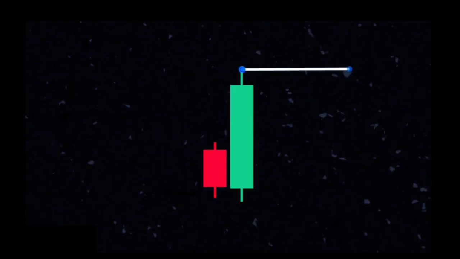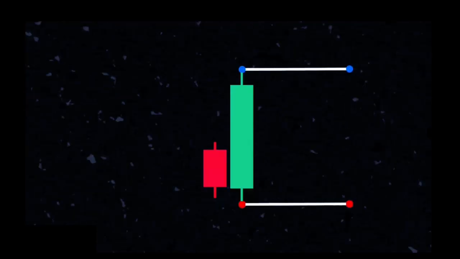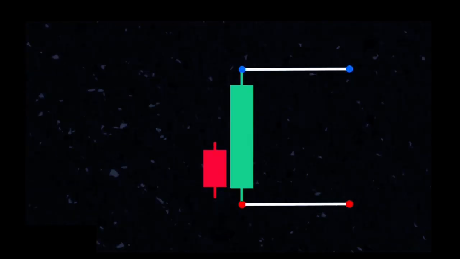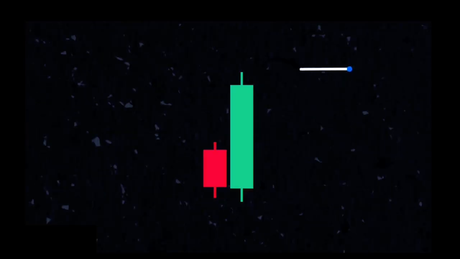For the entry, we enter at the break of the high. We can place our stop loss below the low of the candle. Again, as I already said, we want to see other confluences, like the price action, to confirm a trade.